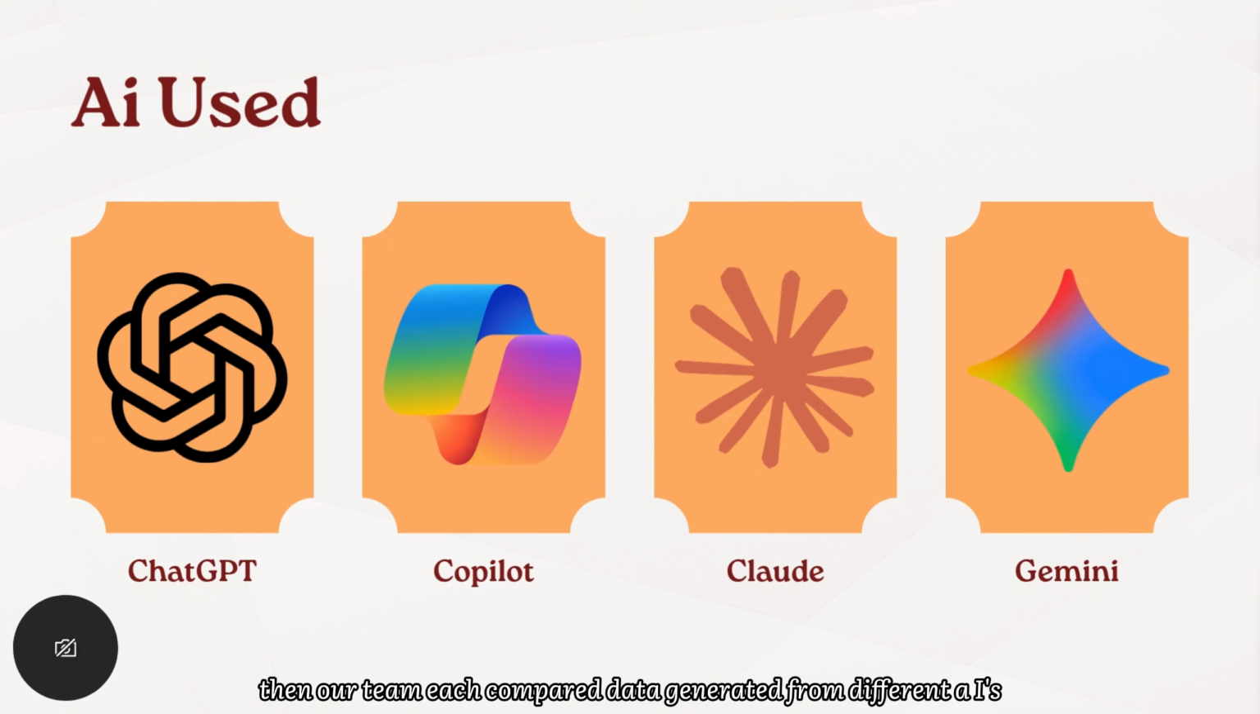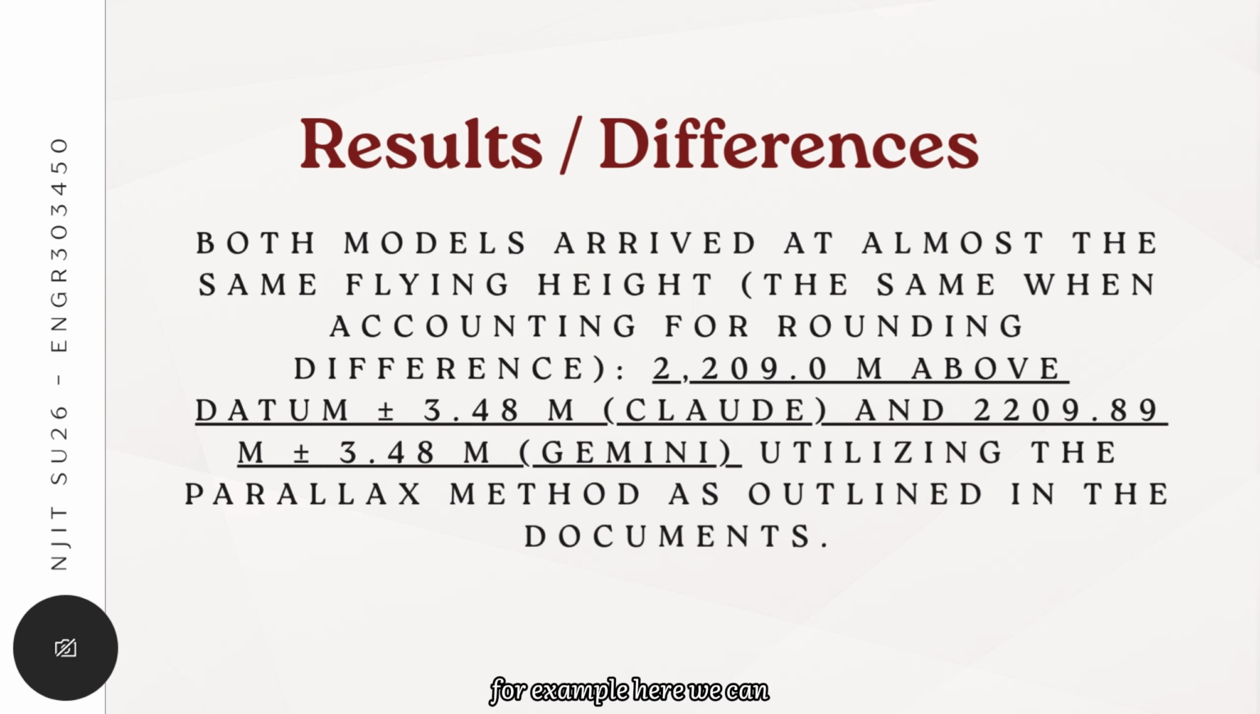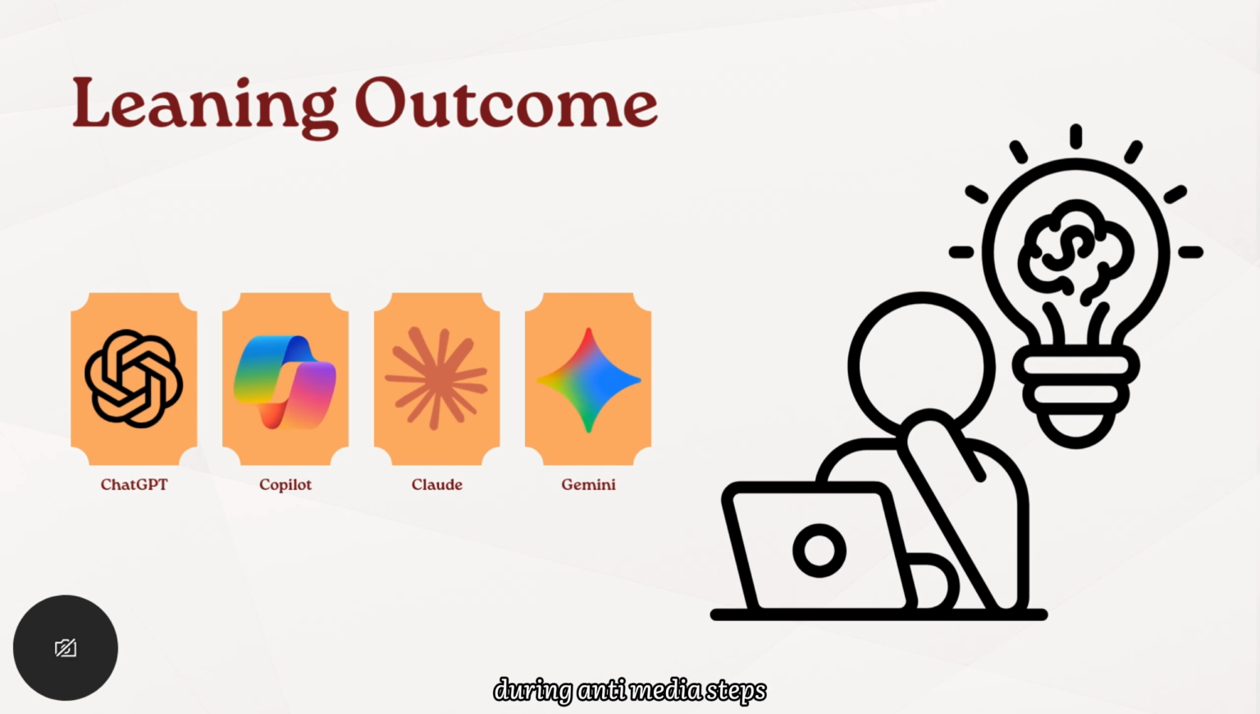Then, our team each compared data generated from different AIs, such as ChatGPT, Copilot, Claude, and Gemini, which each produced nearly identical flying heights, but small differences appeared in the decimal places. For example, here we can compare the results that we got from Claude and Gemini, where the only difference was a 0.89 meter difference. All of these variations come from how AI handles rounding during intermediate steps.